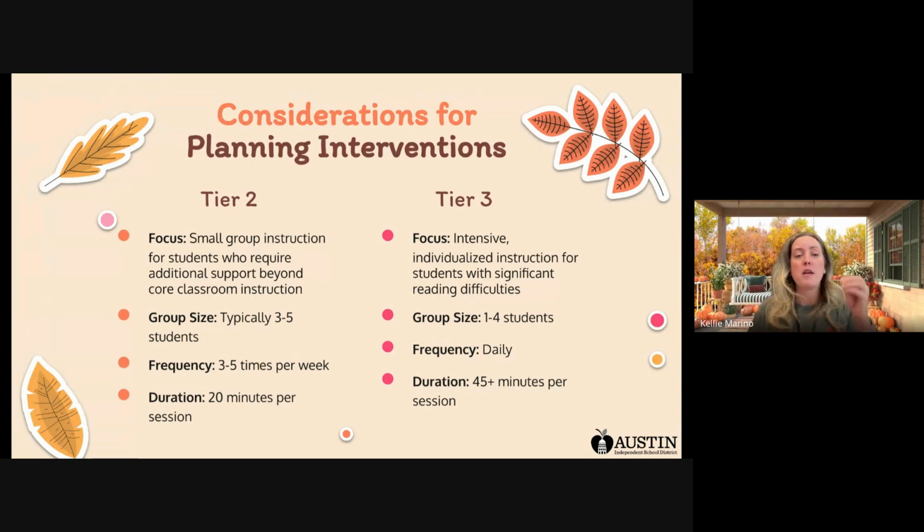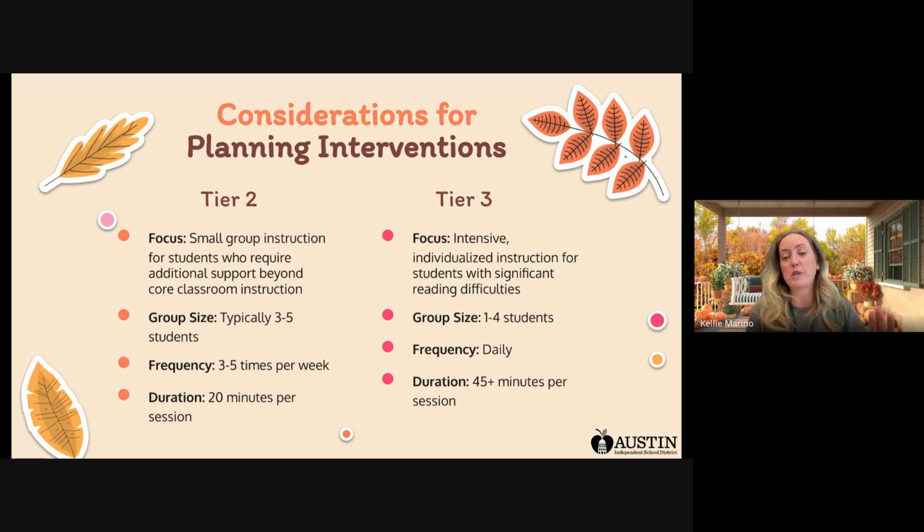Before you do that, I want you to take into consideration these 2 big things. One is, what is tier 2 and what is tier 3? Tier 2 would be that small group instruction of students who need a little bit of extra support. It's typically only 3 to 5 students, 3 to 5 times per week, with 20 minutes per session.